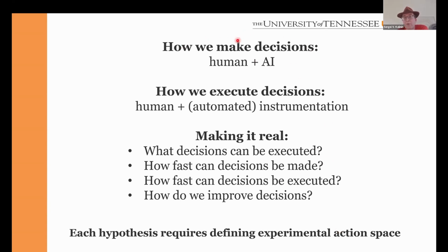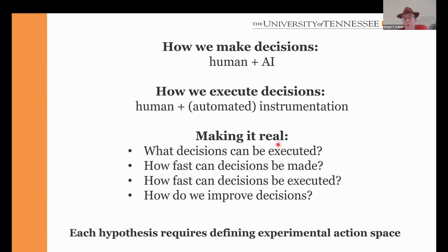One aspect is how we make decisions. So what is the role of the human and what is the role of the AI? And the second is how do we execute decisions? So what's the role of the human and what is the role of the automated experimentation? So once you look at these 2 principles, everything else follows.